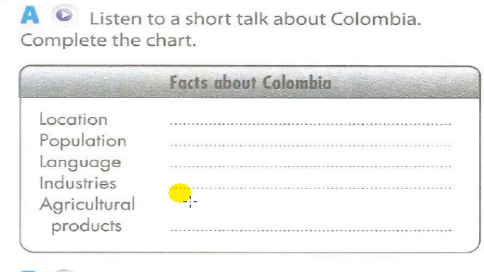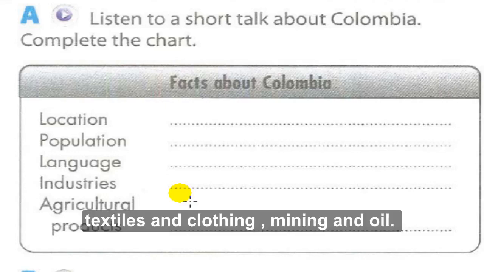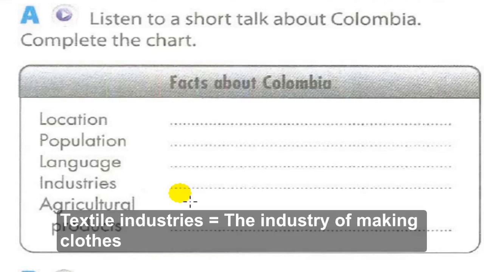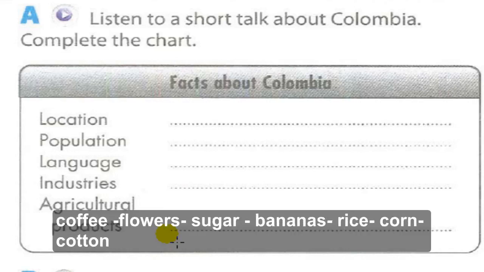Industries, textiles and clothing, mining and oil. Agricultural products: coffee, flowers, sugar, bananas, rice, corn, and cotton.